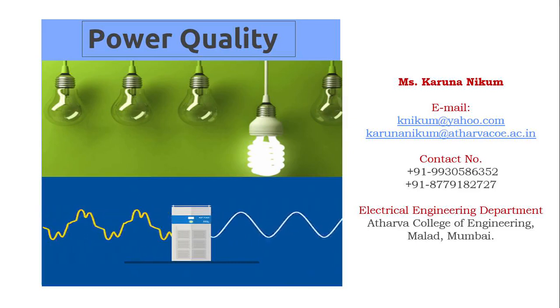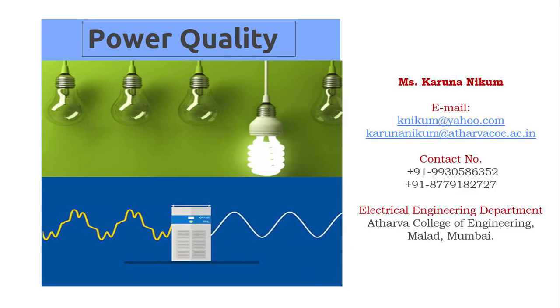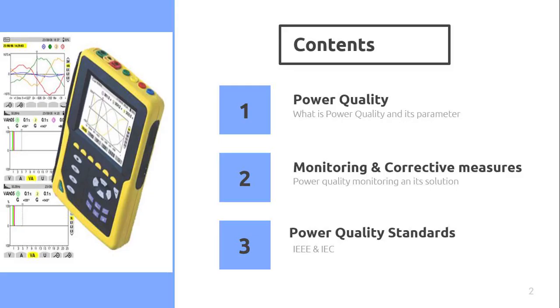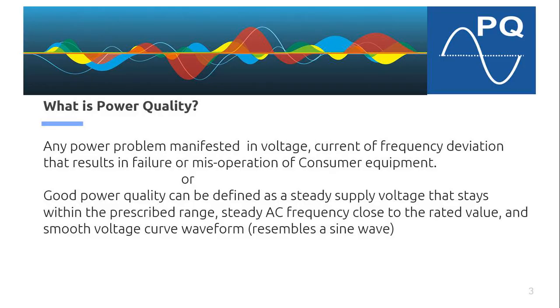Today we will discuss power quality issues in power system. All will find something fruitful in it. We are basically discussing power quality, monitoring, process and corrective measures, and some power quality standard overview. First of all, what is power quality? Any power problem manifested in voltage, current or frequency deviation that results in failure or misoperation of consumer equipment.